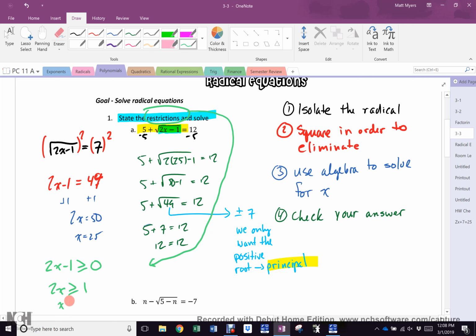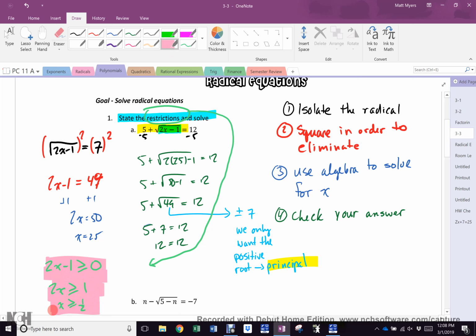X is greater than or equal to 1/2. Now, we found our x to be what? What was x in this question? 25. Is 25 greater than 1/2? So it's okay. Everybody with me? This is the new thing.